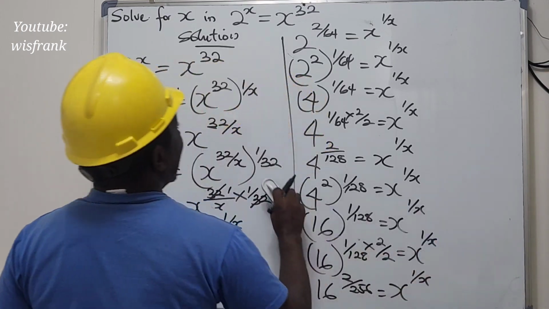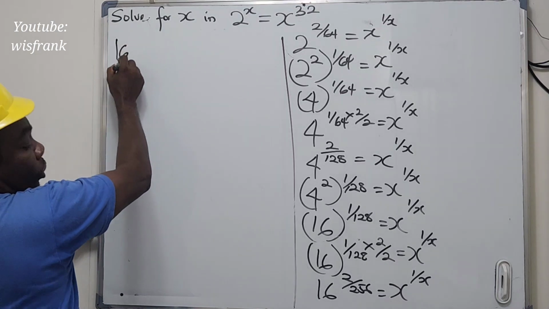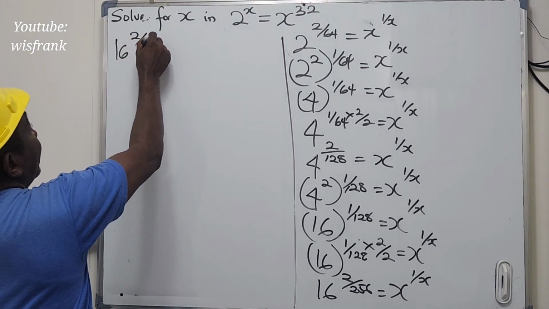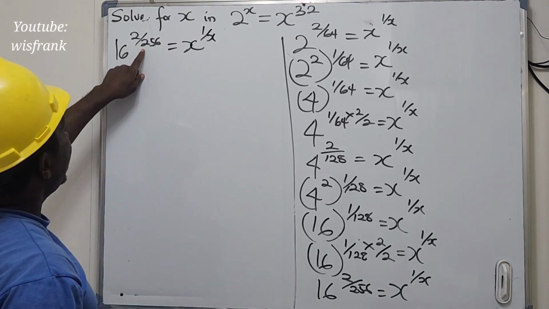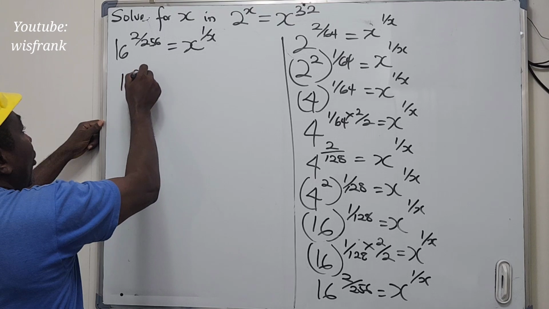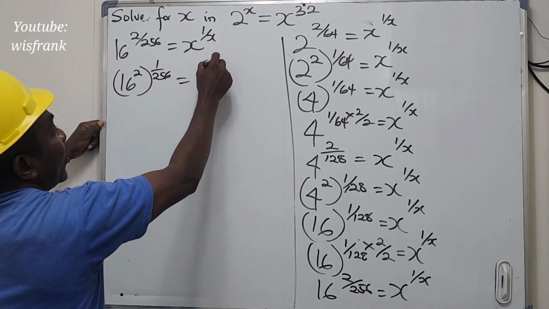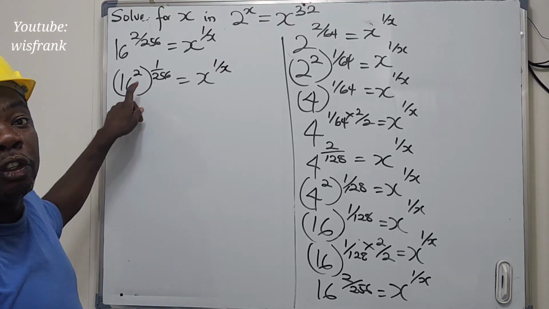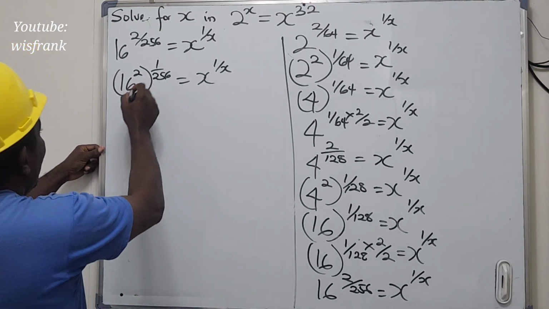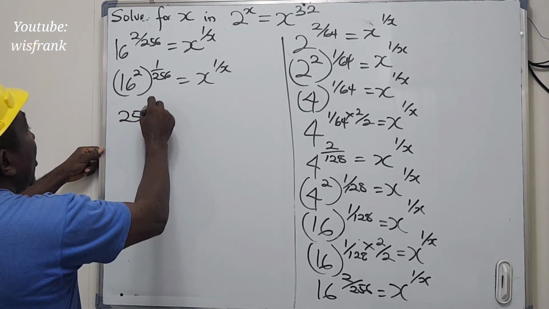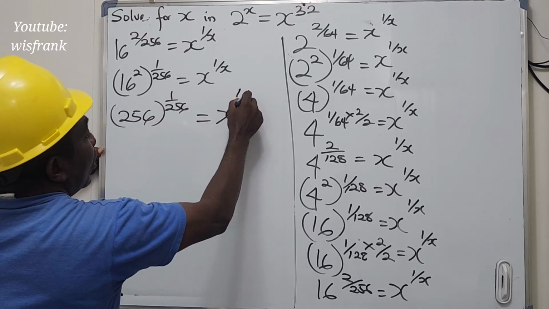Then we can write this on the other side as 16 to the power of 2 all over 256 equals x to the power of 1 all over x. So here we can write this as 16 to the power of 2, all to the power of 1 all over 256, equals x to the power of 1 all over x. 16 to the power of 2 is 256. If you punch your calculator, that's what you have. So we have here 256 all to the power of 1 all over 256 equals x to the power of 1 all over x.